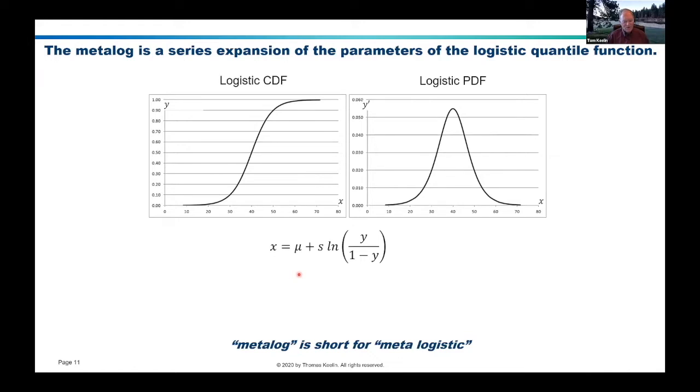If x is your variable of interest on the horizontal axis, that can be expressed as a mu, which is the mean of the distribution, plus an s, and s is, I think, the standard deviation over the square root of 3. Anyway, think of this s as controlling the width of the distribution. And then this log of y over 1 minus y says, depending on where you are on this y-axis, you have a large value for x or a small value for x, okay? So there's a distribution. It's a well-known distribution.